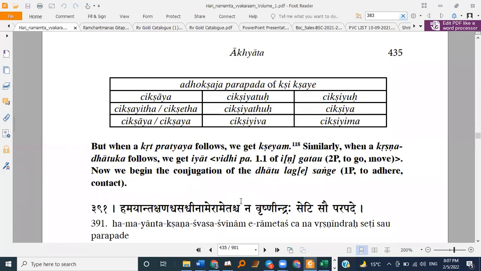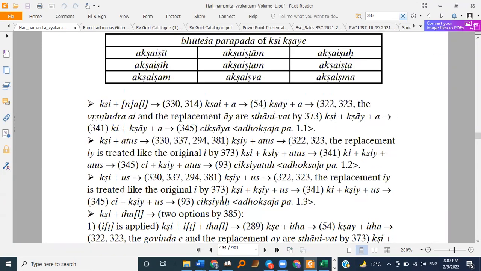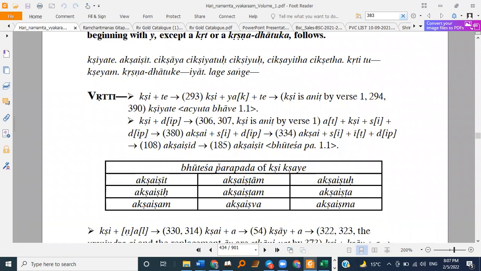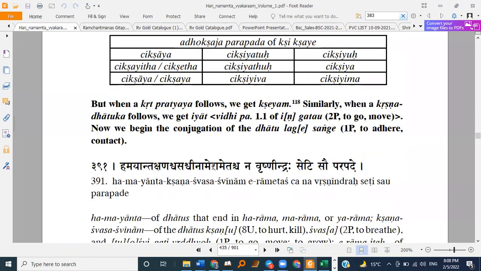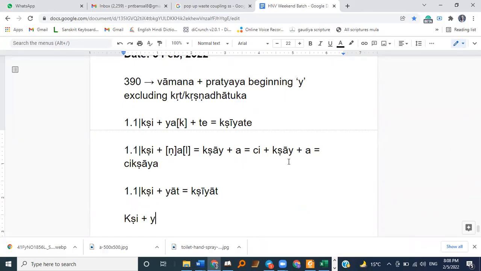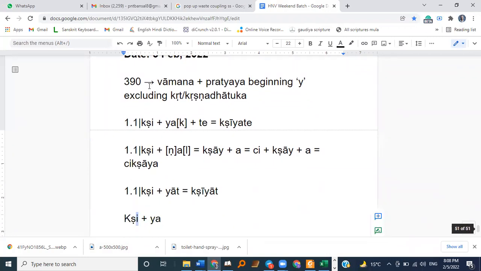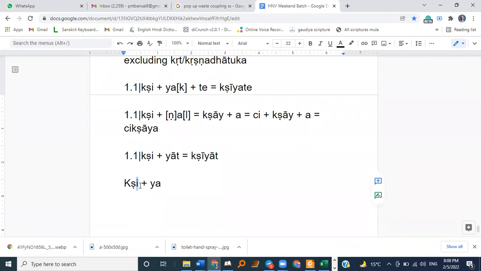Okay, was it clear? This thing that is said in the vritti, when a krit pratyaya follows, we get kshayam. What is kshayam? Or is that something we'll understand after we see the krit pratyayas? So this is ya pratyaya, which is in Kridanta chapter, and the dhatu is kshi. So when we have kshi yukta, the ya pratyaya from Kridanta, we can't make it trivikrama because that's prohibited in 390. So any Kridanta pratyaya beginning with ya, we don't make it trivikrama, but we make it Govinda. So that's why we get kshaya. Okay, thank you.